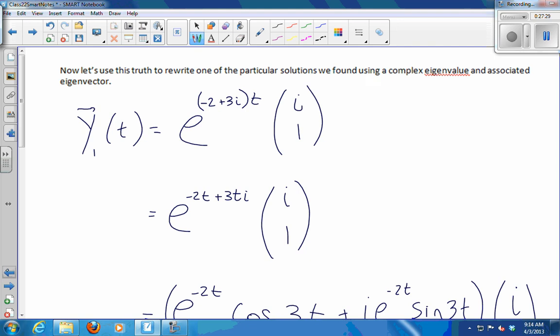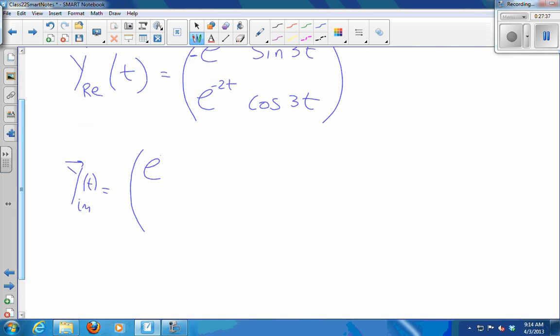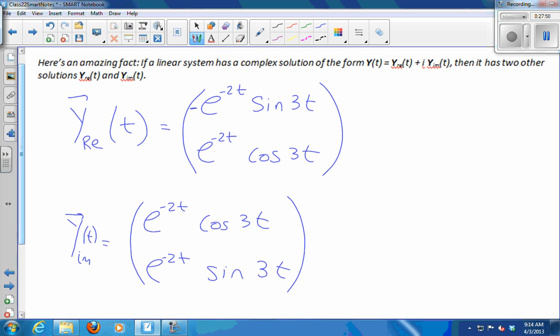Okay, so this one, e to the negative 2t cosine sine. Okay, two particular solutions to the system. So right now I'm just telling you, it's kind of magic. This is how you can get two particular solutions. I think about it as y of t, the thing we found, is really a linear combination of two other solutions, so they would have to also be solutions.